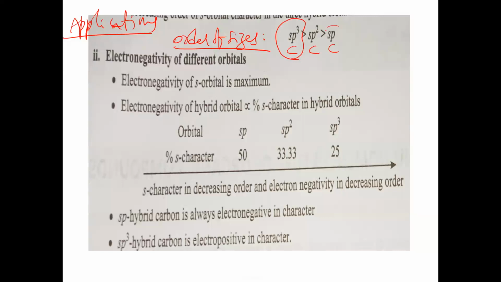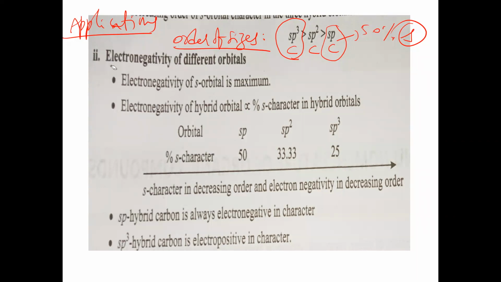In sp carbon, what is the percentage of s character? 50% s character is there. So the more the s character, the smaller the size will be. In sp3 carbon, there is 25% s character. 25% means lesser s character, which indicates a larger size. So the sizes of carbon atoms we can understand by knowing the type of hybridization.